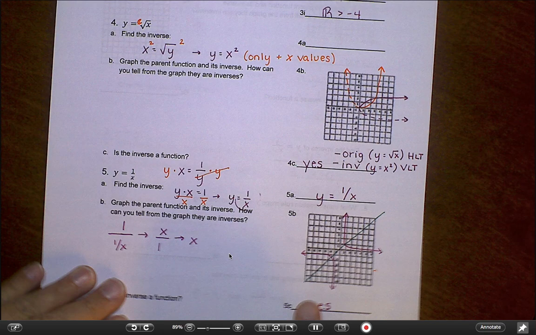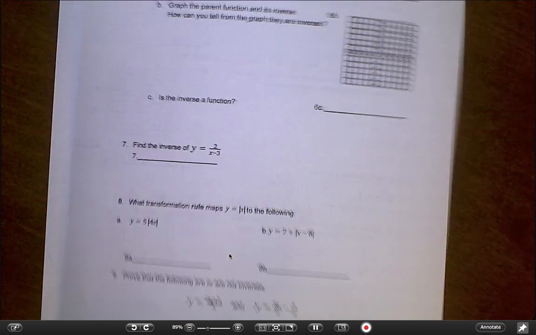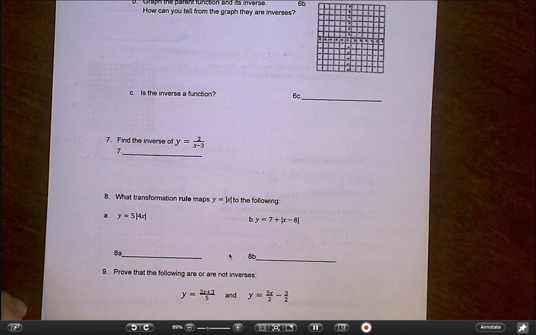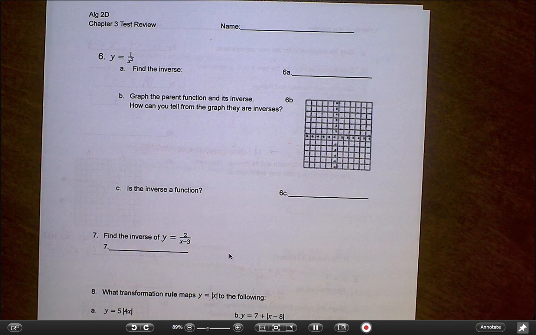So yeah, kind of a quirky question. But I do think there's a question about that on your test, knowing that 1 over x is its own inverse, okay? All right, so now let's look at this next one. And this next one's asking about inverses as well.